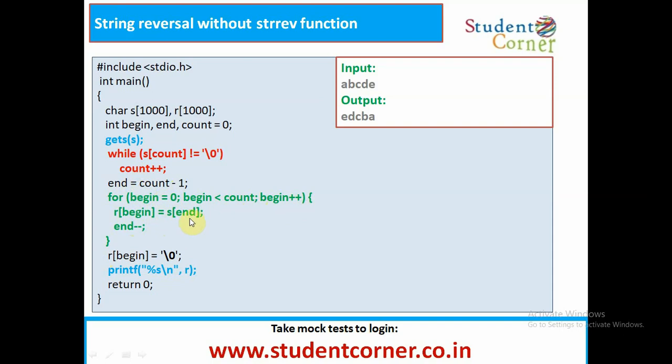Here the last character of s is stored in the first position of r, with end decrementing like end minus minus. Means if count is 10, the 9th character will be stored into the first position. Again it becomes 8, and so on it will continue. At the end, we need to put slash 0, meaning end of the string, and we need to print the characters. This is one way of representation.